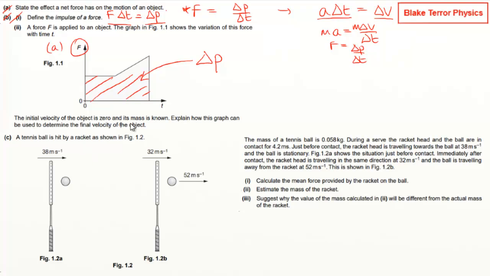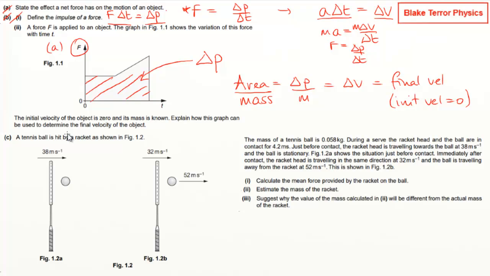The initial velocity of the object is 0, the mass is known. Explain how this graph can be used to determine the final velocity of the object. Right, okay, well, as I've just explained, the area is equal to the change in the momentum. So the area over the mass is going to be the change in momentum over the mass, which is the change in velocity, which in this case will be equal to the final velocity because the initial velocity is equal to 0. So it all flows through.